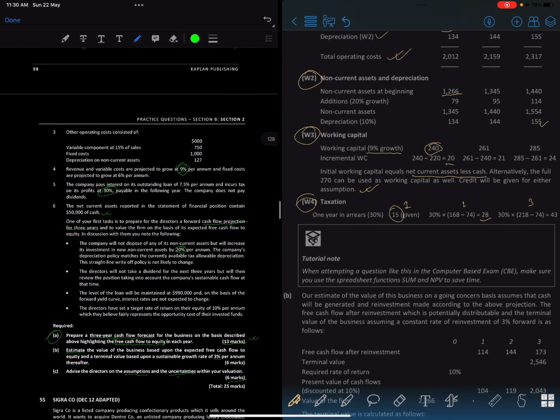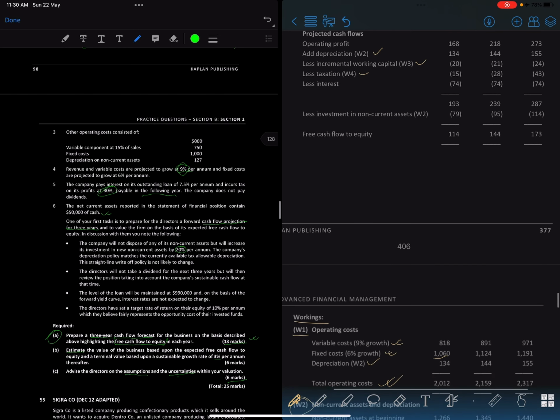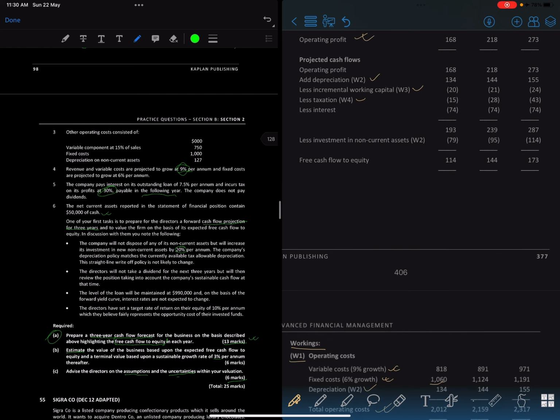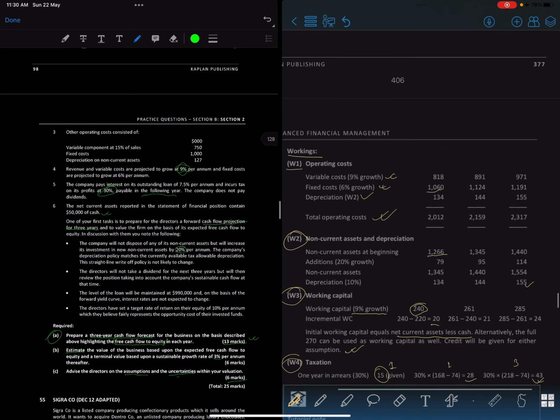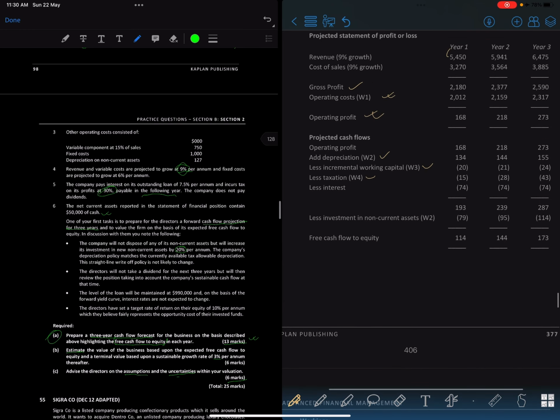That's why you see it does not pay the dividends and incurs tax on its profits, payable in the following year. That's why we are doing that. In the second year, remember we are taking the figures from the second year. 218 minus 74 times 0.3, you get 43.2, right? And then after that, you subtract the interest from it as well, right? Because you're doing the free cash flow to equity method.